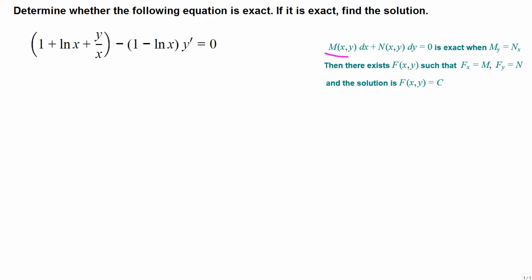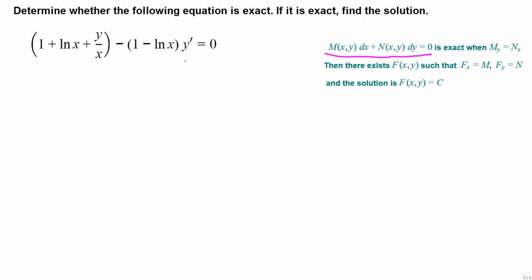Let me write this in the standard form like this: some function M dx plus N dy equals 0. And we find the partial derivative of M with respect to y, and the partial derivative of N with respect to x. If they are equal, then we say this equation is exact. Okay, so let me write this in a standard form.